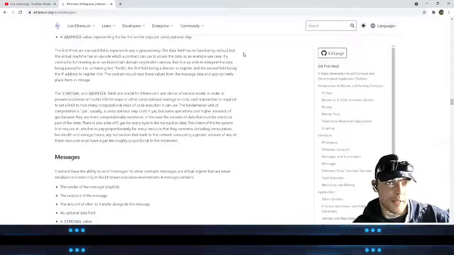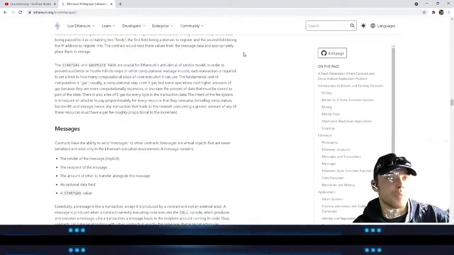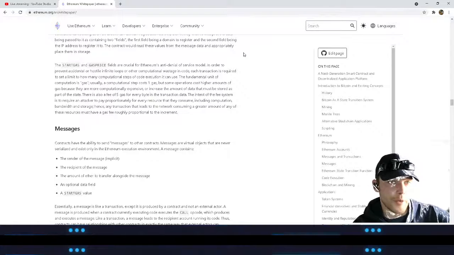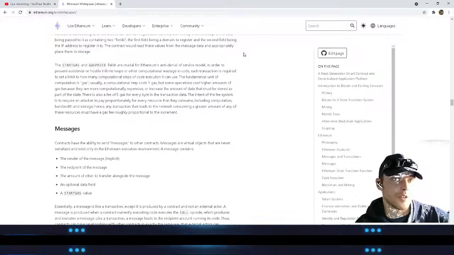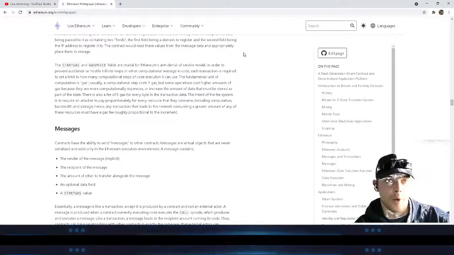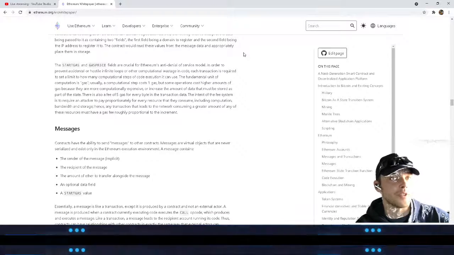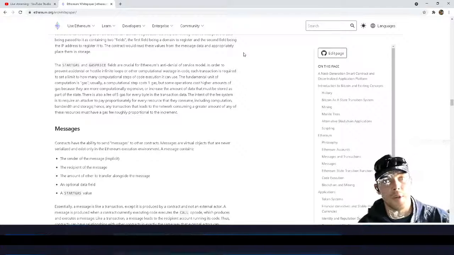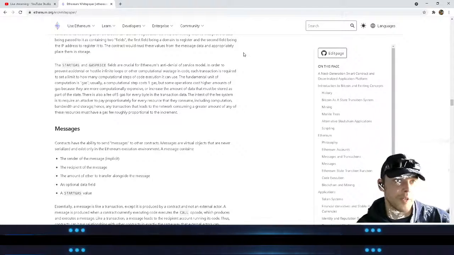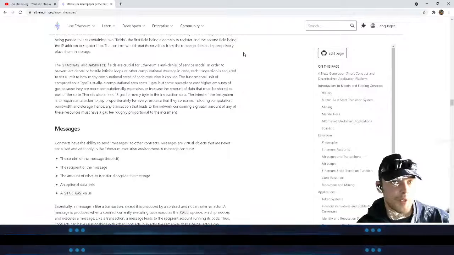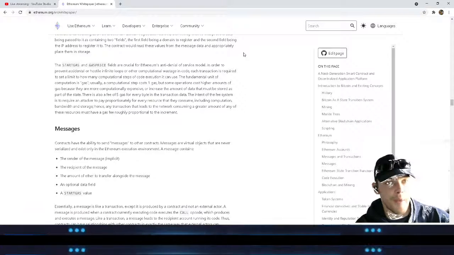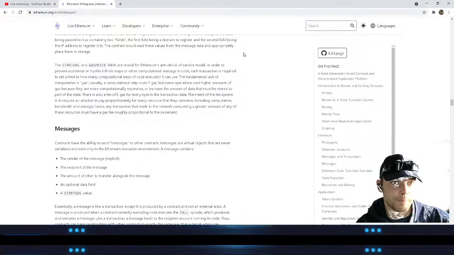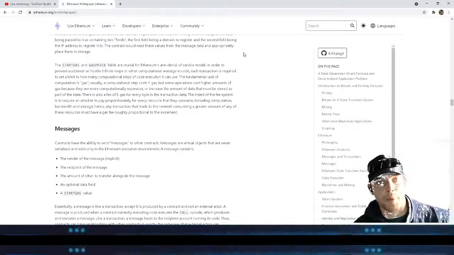The contract would read these values from the message data and appropriately place them in storage. The start gas and gas price fields are crucial for Ethereum's anti-denial of service model. In order to prevent accidental or hostile infinite loops or other computational wastage in code, each transaction is required to set a limit to how many computational steps of code execution it can use. The fundamental unit of computation is gas. Usually, a computational step costs 1 gas, but some operations cost higher amounts of gas because they are more computationally expensive, or increase the amount of data that must be stored as part of the state.